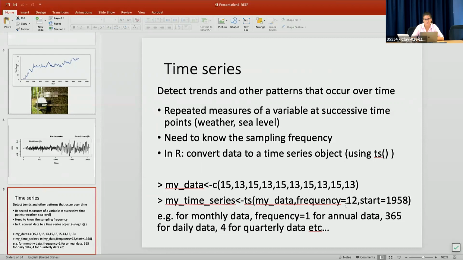If it's quarterly data, a lot of time series for financial products come in quarterly data, so we have a frequency of 4. Okay, 4 times a year. Monthly is 12 times a year. Okay, and this is when my time series started in this case.